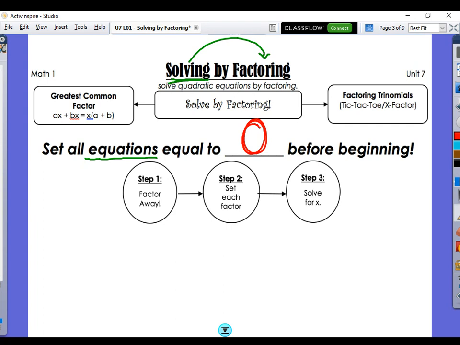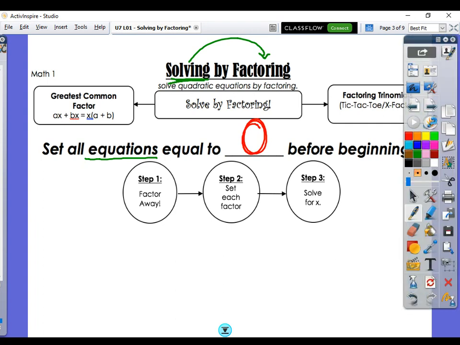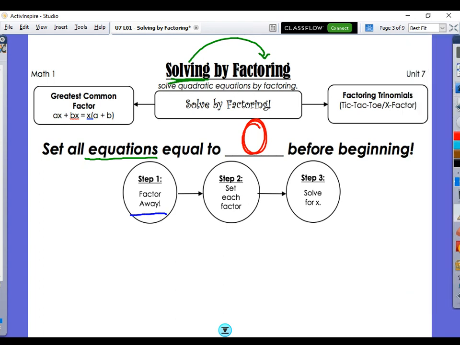So once it's equal to zero, we follow three basic steps. We're going to factor it. We're going to set each factor equal to zero. And then once it's equal to zero, it'll make it really easy for us to solve for x.